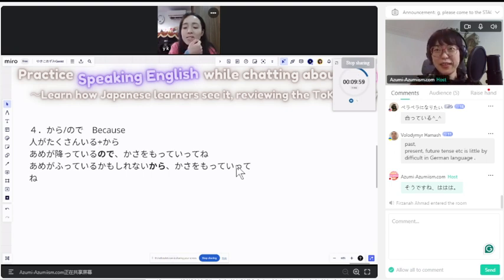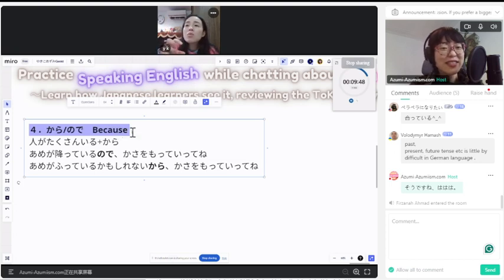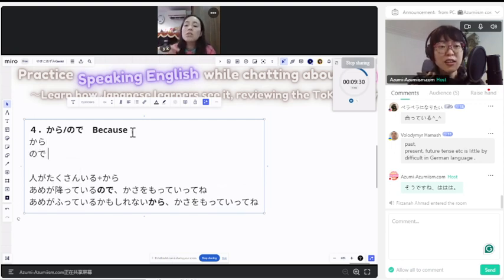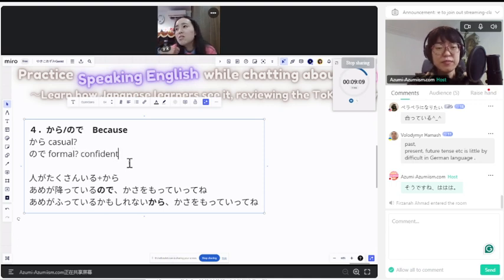Okay. I don't agree with Andy-san. Node and kara are almost the same. Node is more formal, kara is more casual, and that's it. So Andy-san said, if you are sure, if you think 100% or 90%, you can use node, but if you don't have confidence, you don't use node. You should use kara, he said, but I don't think so.